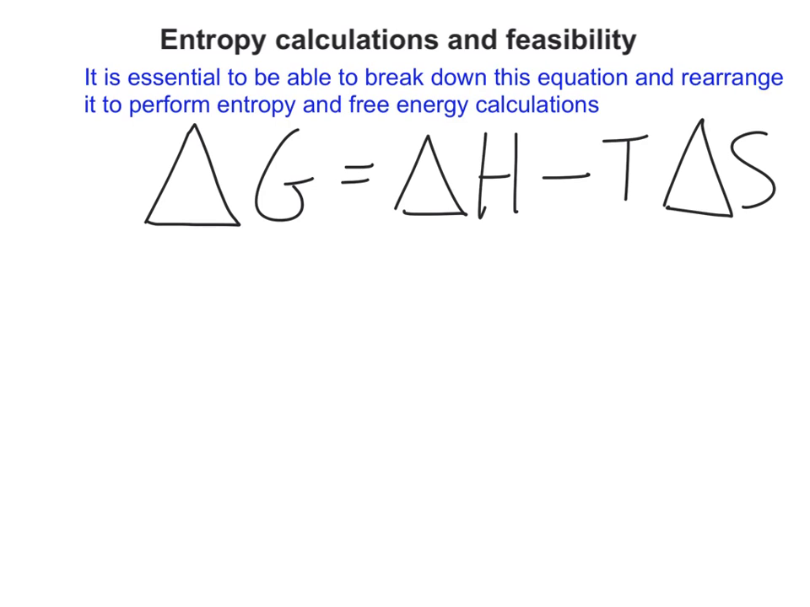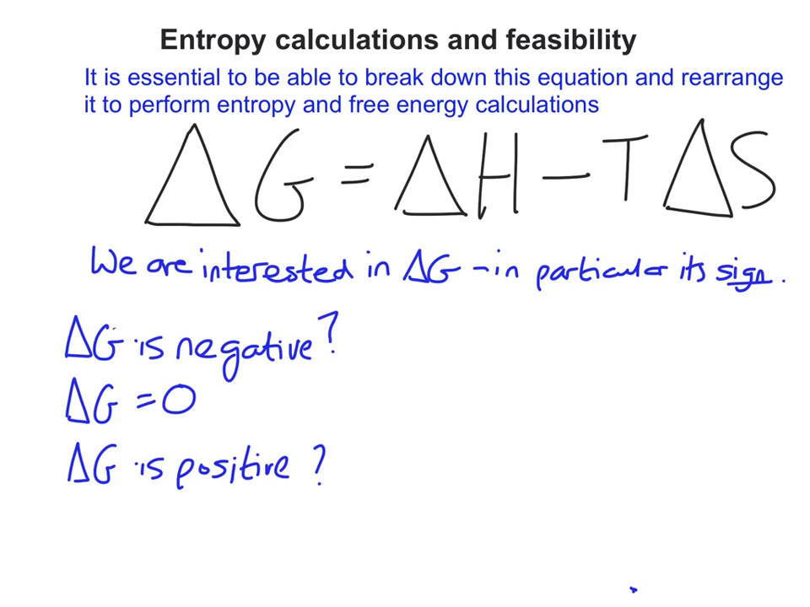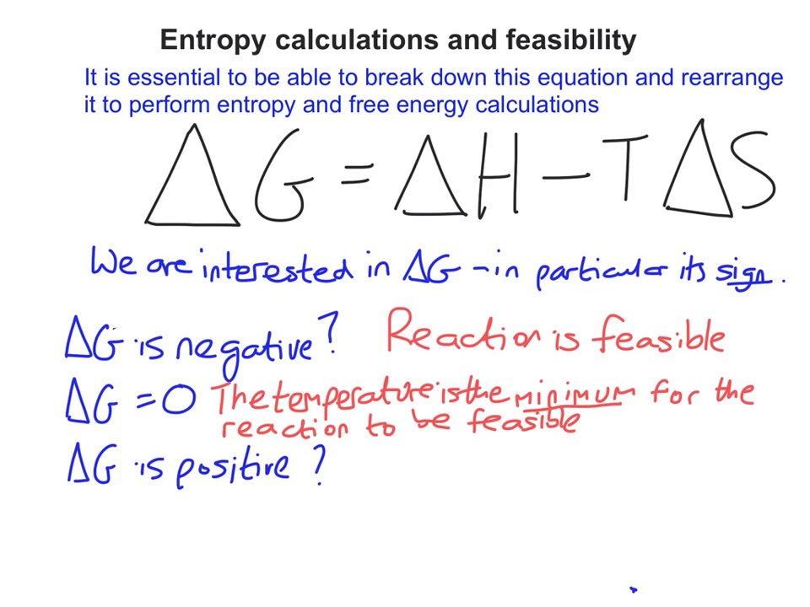So before we go any further, a little bit of basic maths. You have to be able to break down this equation into any one of its components and rearrange it so that component is the subject to be able to perform entropy and free energy calculations effectively. So the reason we're interested in being able to rearrange this equation is because we want to be able to calculate the value for delta G and in particular its sign. So if delta G is negative, the reaction is feasible. If delta G equals 0, the temperature, the value of T, is the minimum temperature for the reaction to be feasible. And if delta G is positive, the reaction is not feasible.